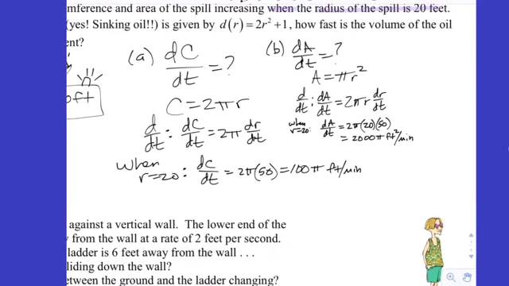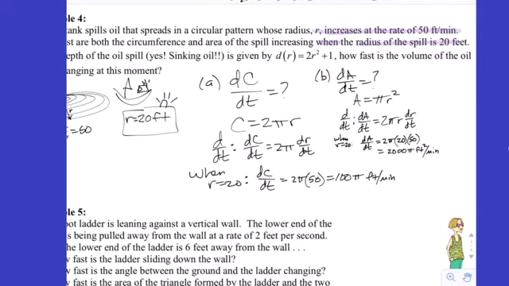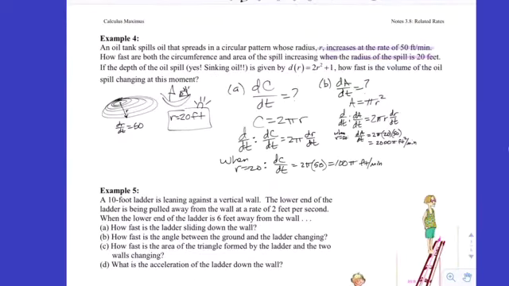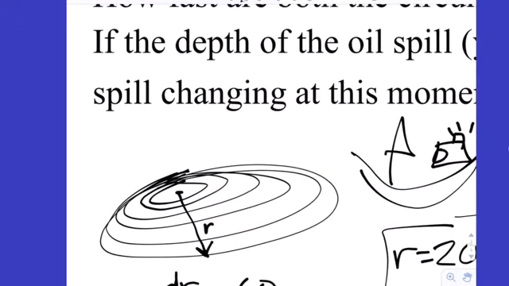So if you're writing the sentence right now, you would say basically when the radius of the oil spill is 20 feet, the circumference is increasing by 100 pi feet per minute, while the area of the oil spill is increasing by 2,000 pi square feet per minute. And now the follow-up here. It says, if the depth of the oil, and people used to give me a hard time, oil floats on water.